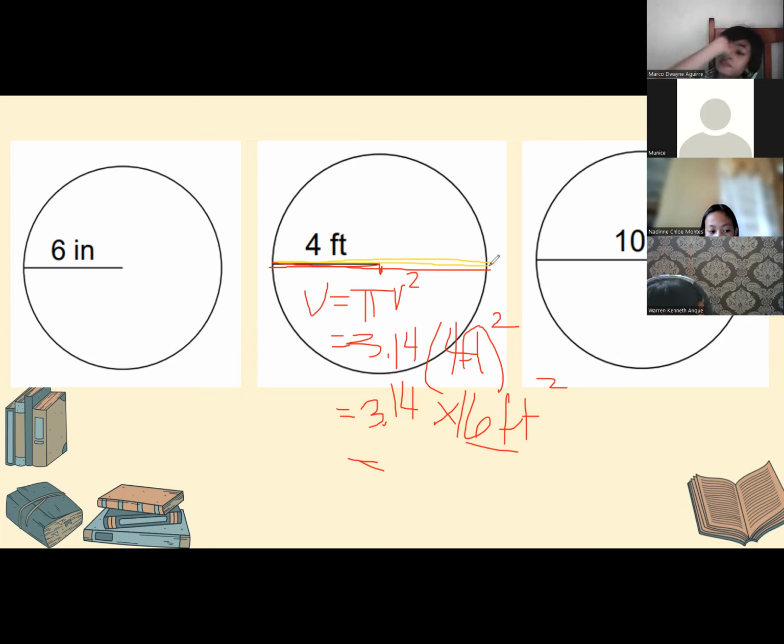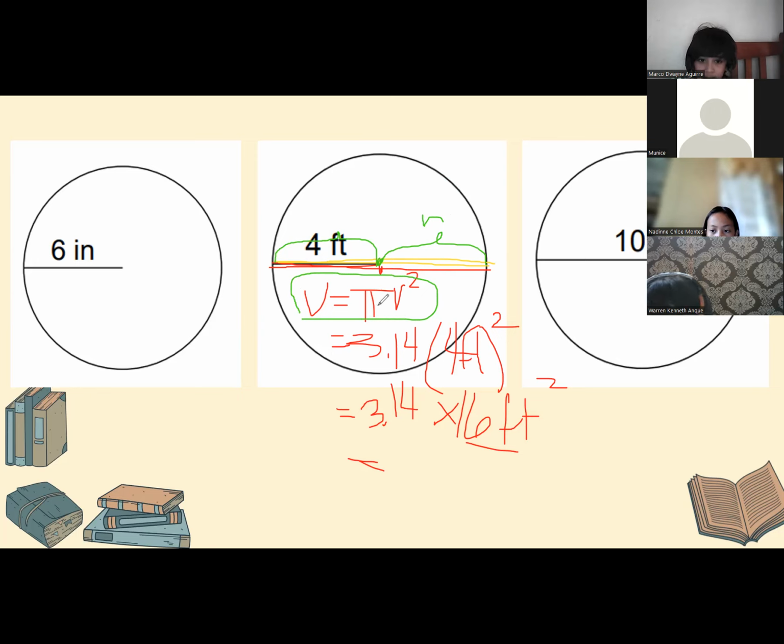Now, the radius, I will use color green. The radius is this one, from the center to the other point. That is your radius. Here also is your radius, the half of the diameter. Again, the radius is the half of your diameter. Okay. Understand?